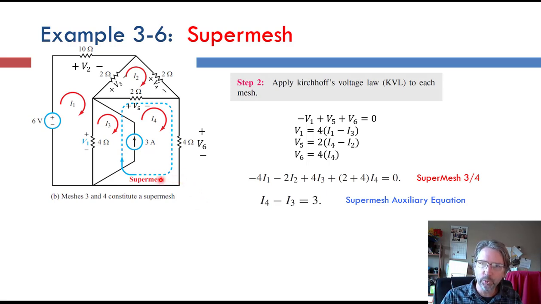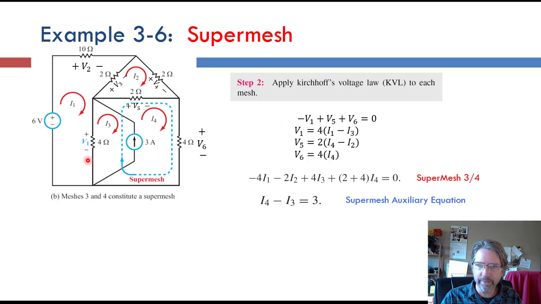So now we get to do the super mesh. We're avoiding this branch that has the current source in it, and we're going to use all the other branches here and go around this path. So minus V1 plus V5 plus V6, and we're done. So that equals 0.